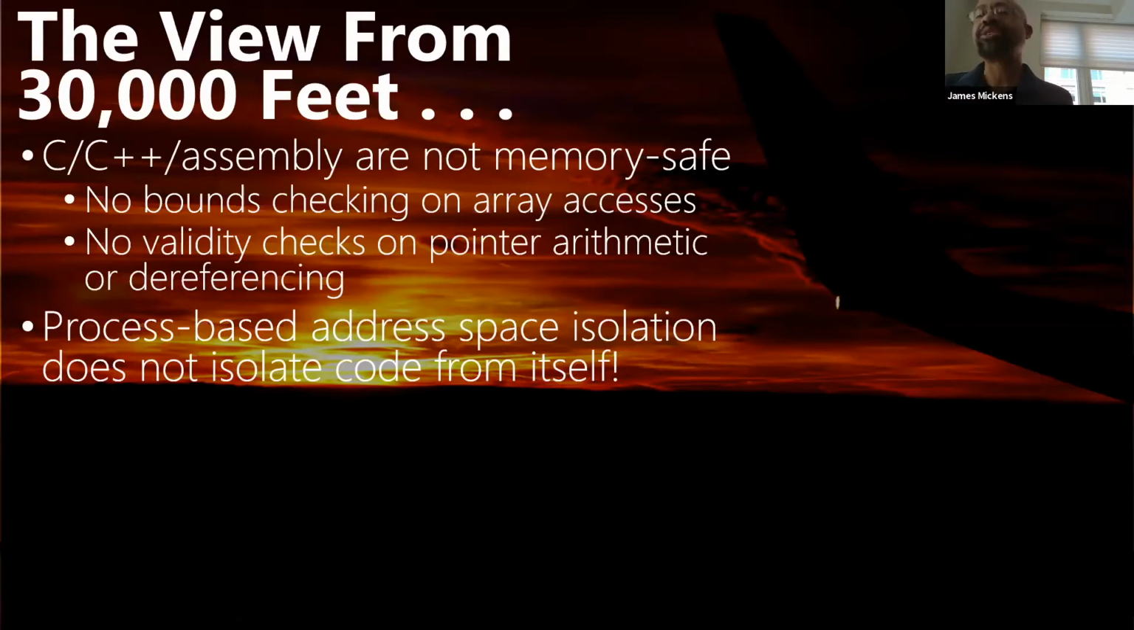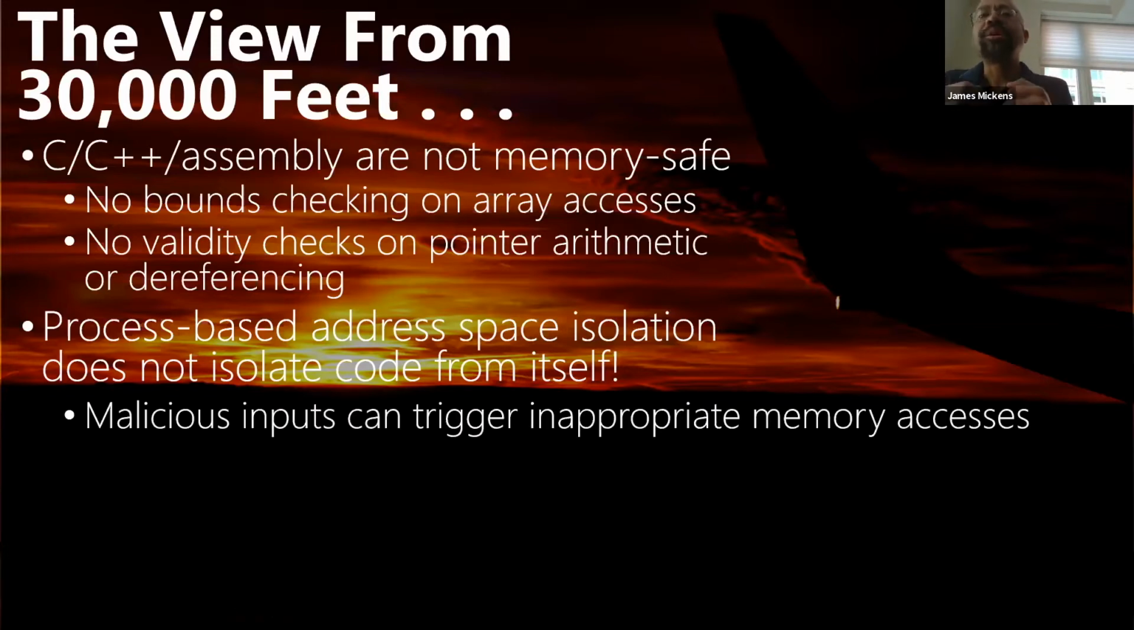Many of the processes on your machine might be distrusting. So it's a nice thing that they can't directly tamper with each other's memory state. The problem, though, is that process-based address space isolation does not isolate code from itself. In other words, malicious inputs to vulnerable code may trigger inappropriate memory accesses.